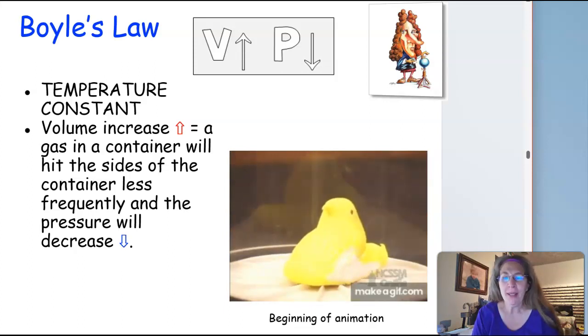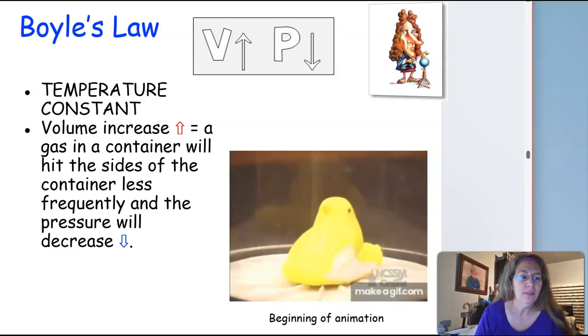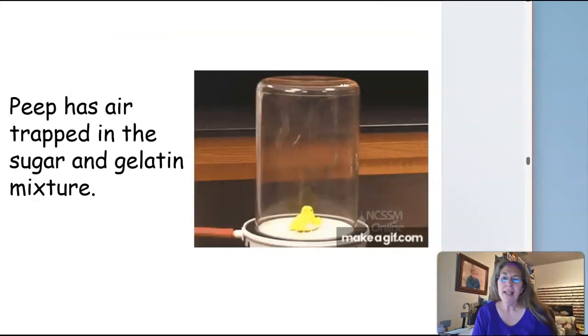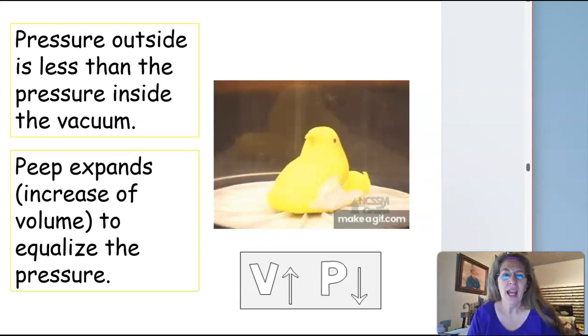So in the example, you have the PEEP, and the PEEP is in a vacuum. The PEEP has air trapped inside of the gelatin and sugary mix that it is. And the pressure outside is less than the pressure inside. So the PEEP is going to expand to equalize the pressure. Temperature isn't going to change, but it's going to expand, which means the volume is going to increase.